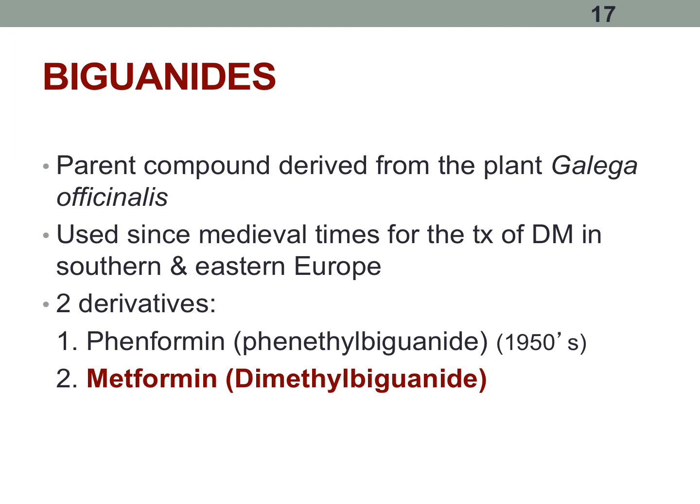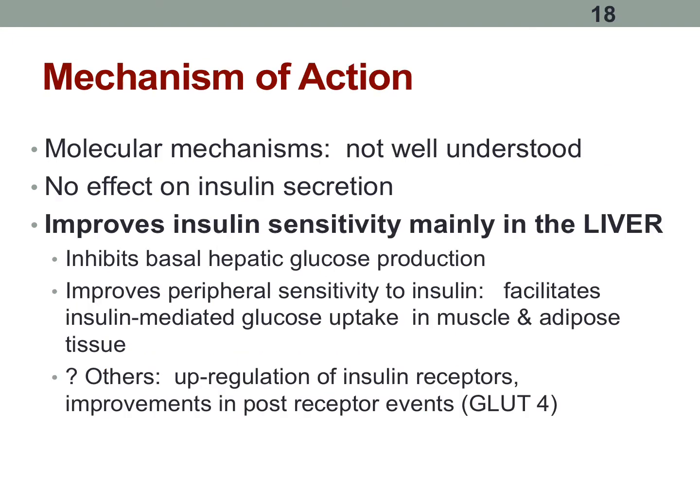There used to be two drugs, phenformin and metformin, but phenformin is no longer available. It used to be used for the treatment of diabetes and for overweight and obesity as a diet pill. But because of an excess in metabolic acidosis, it has been withdrawn from the market. So now we only have metformin, whose chemical name is dimethylbiguanide. The molecular mechanism of action of metformin is not very clear, not well understood.